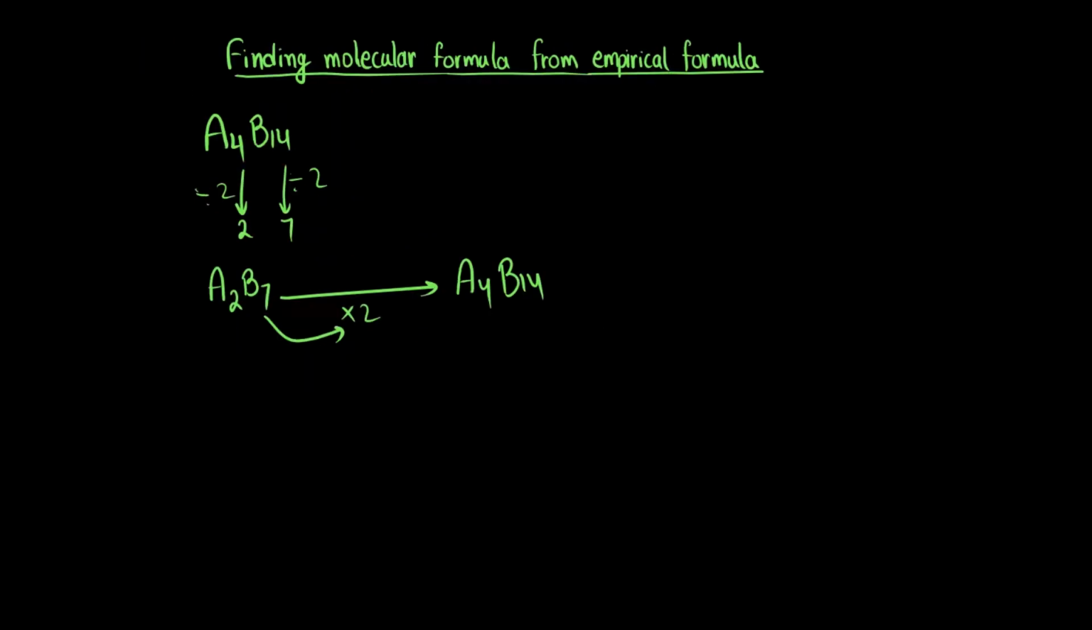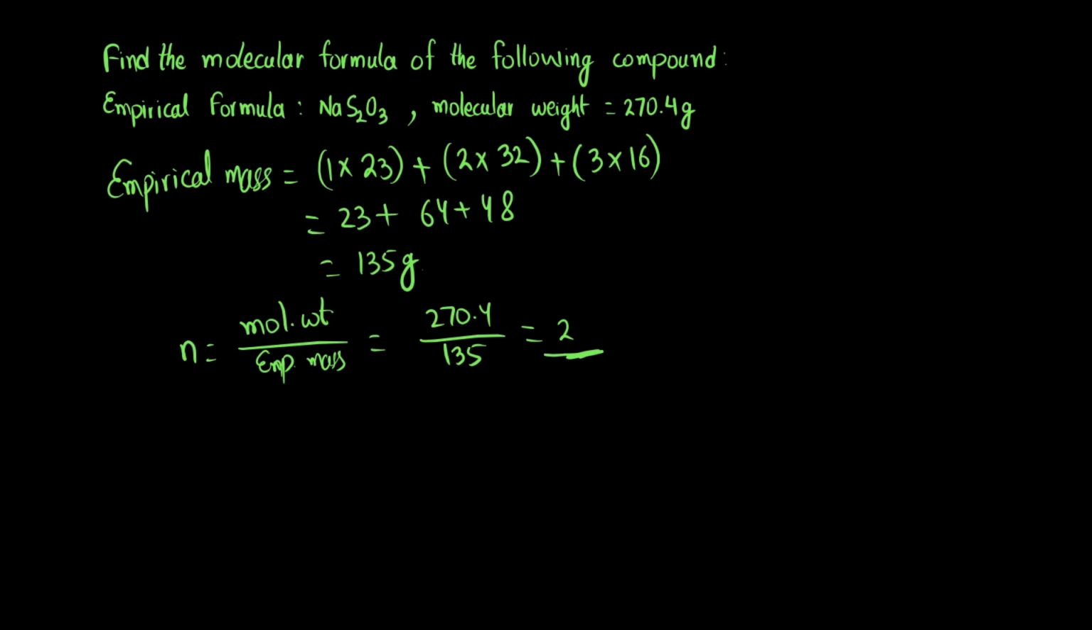Remember the last example? To go from empirical to molecular, you multiplied it by the factor. In this case, the factor is 2. So to find the molecular formula, you multiply the empirical by 2. We have Na1, 1 mole of sodium, multiplied by 2, you get 2 moles. Sulfur was 2 moles, multiplied by 2, 4. And then oxygen was 3 moles, multiplied by 2, we have 6. So this is the molecular formula of the compound.